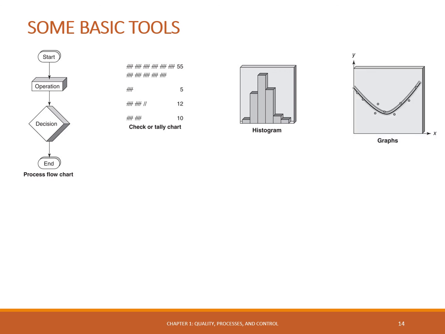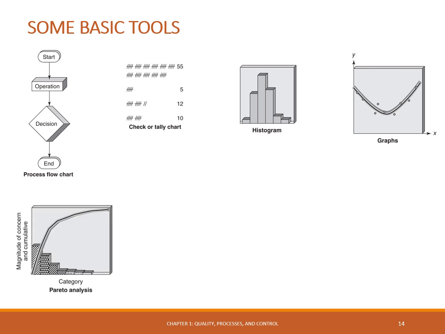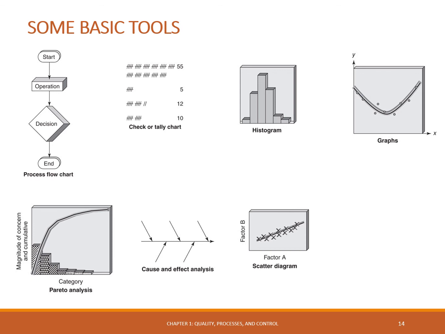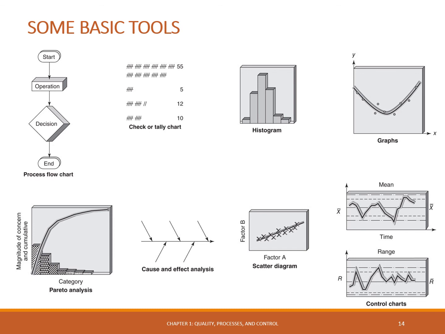We have graphs in which we can represent the variations in a time series. We also have Pareto analysis charts, which are useful to tell us on which problems we should focus first. We have the cause and effect diagram, which are used to identify the cause of the problems. We have the scatter diagrams, which can be used to understand what is the relationship between several factors in the process. And we have the control charts that can help us to figure out which variations we should control and how.